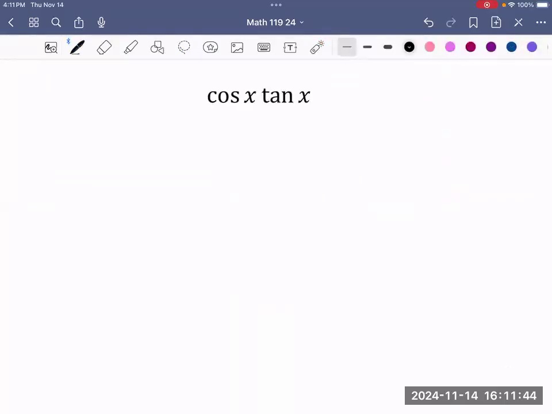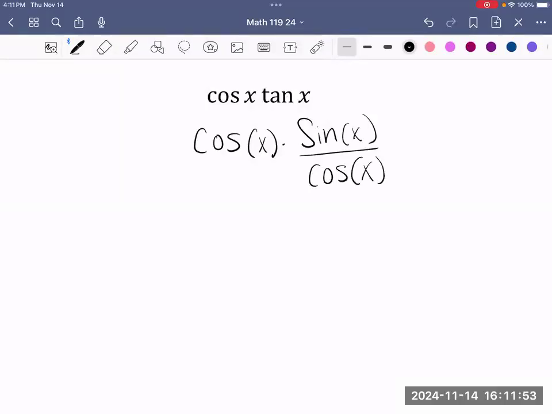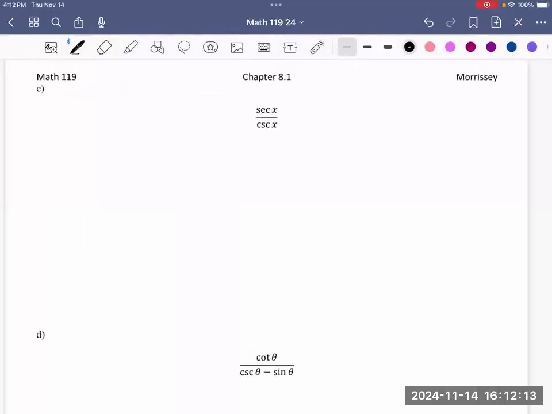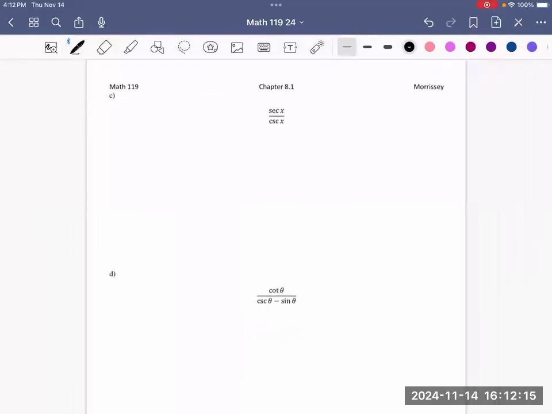So cotangent or cosine and tangent, right? Cosine of x times sine of x over cosine of x. Now, what do you notice here? Well, algebraically, your cosines can cancel with one another through that multiplication. So therefore, we are just given sine of x. So this whole thing can simplify into just sine of x. Let's try it again on our next one. So see if you can pause the video. I'll pause it right here, see what you can come up with for C and D.